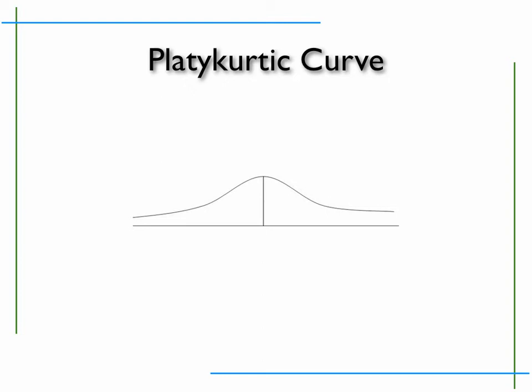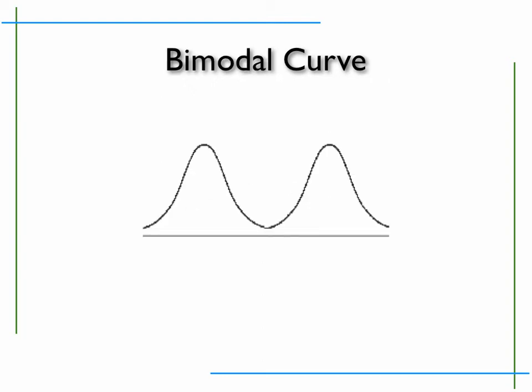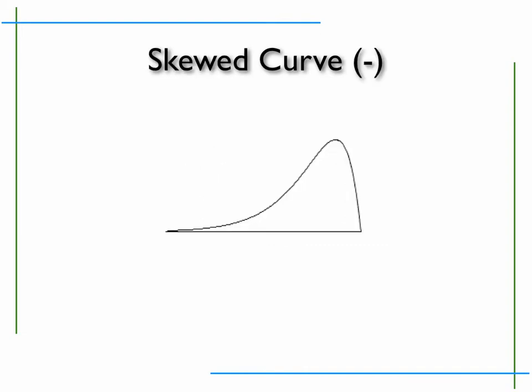It's also possible to have what we call a bimodal curve. And this is when you have 2 high points or 2 modes in your data set or your list of scores. And then there's the skewed positive curve.